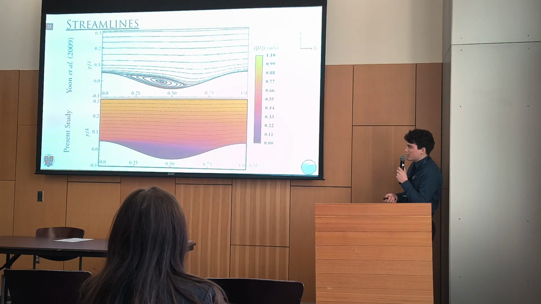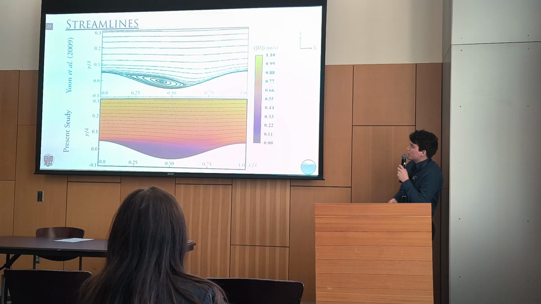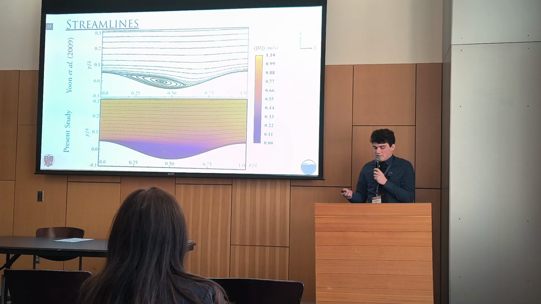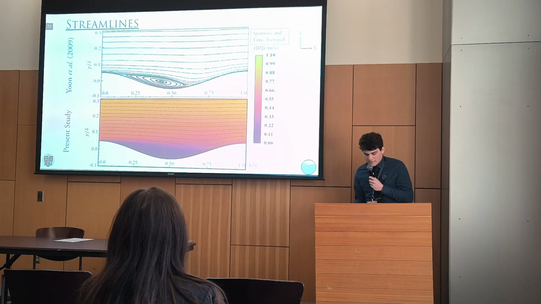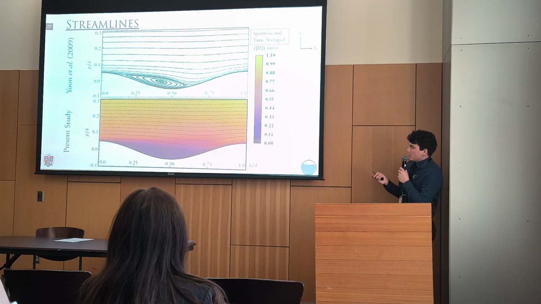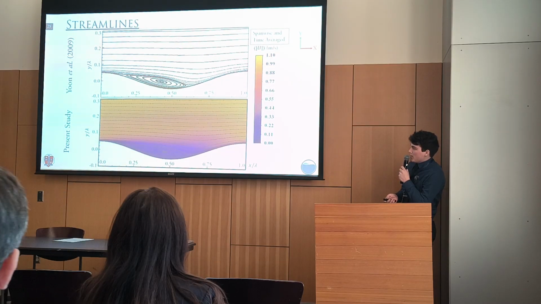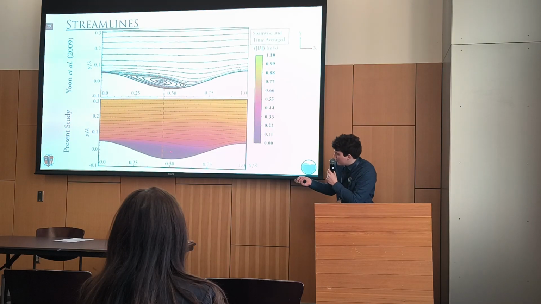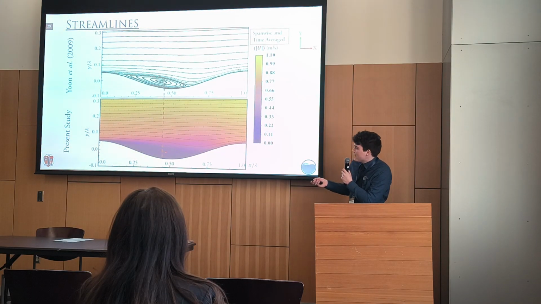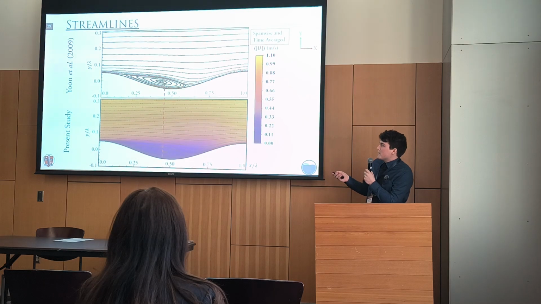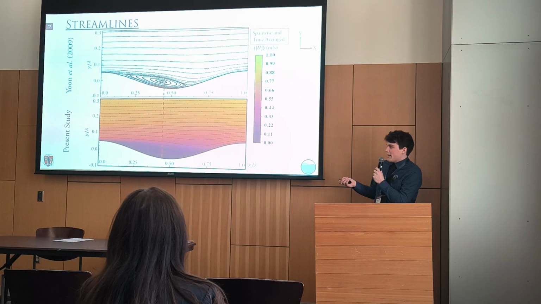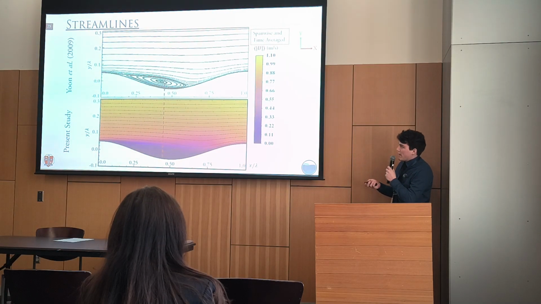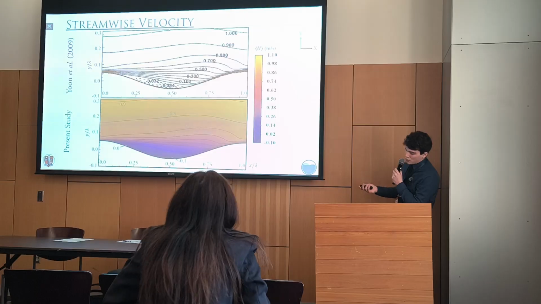So these are the streamlines. The top is Yoon's results. The color is just the magnitude of the velocity, and these are all spanwise and time averaged. The shape is very similar to Yoon's, but if you compare the eye, I don't know if you can see the black in the purple there, it's kind of behind the dotted red line here. So we're predicting the eye of that vortex to be a little bit farther back than Yoon does. This is the streamwise velocity.